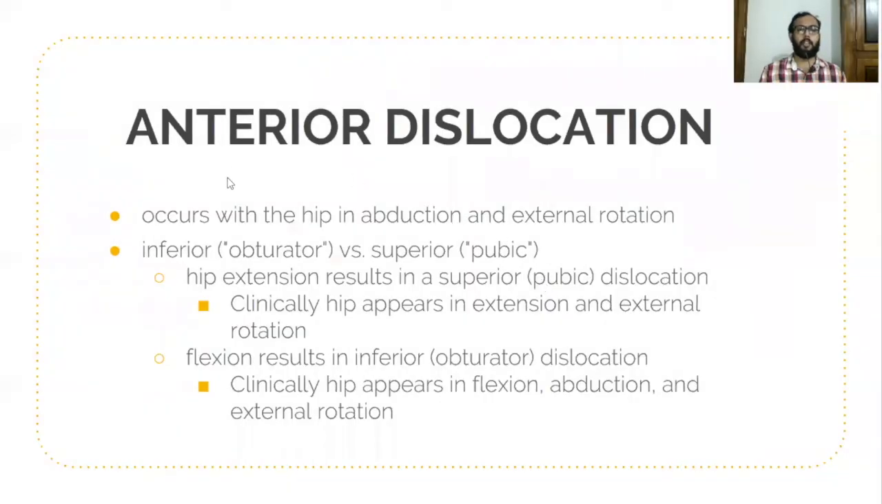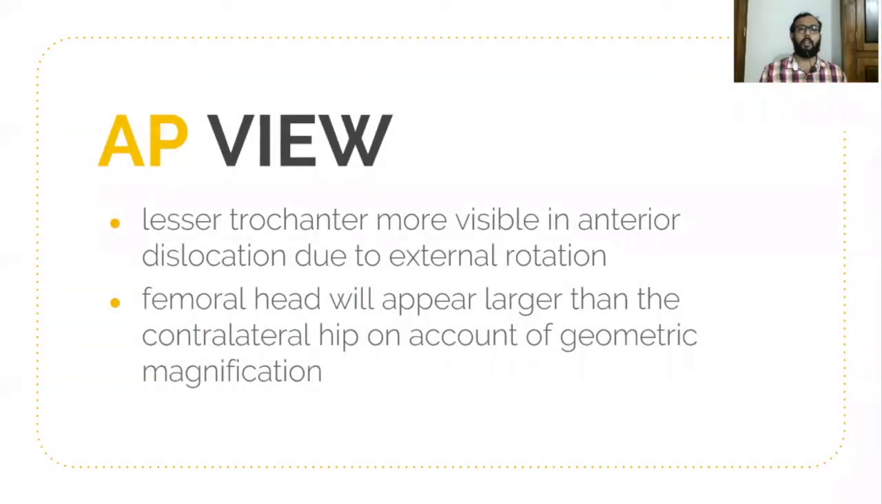Anterior dislocation is divided into two types, inferior and superior, in which the inferior or obturator type is more common than the superior or pubic type. When compared to posterior dislocation, associated fracture is rare in anterior dislocation of the hip. In the AP view, we can differentiate anterior dislocation. The lesser trochanter will be more visible due to the external rotation of the hip, and also the femoral head will appear larger than the contralateral hip. With these two, we can differentiate anterior dislocation.